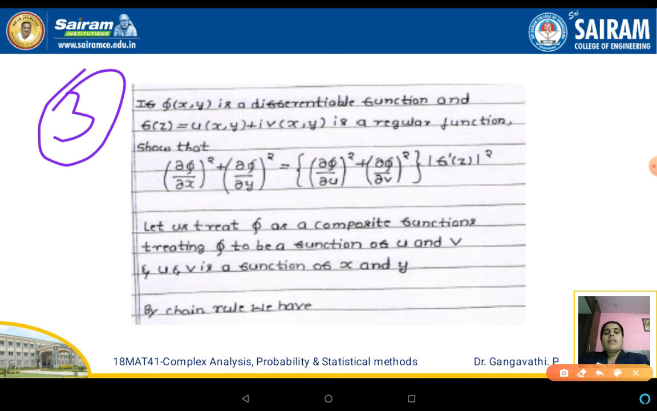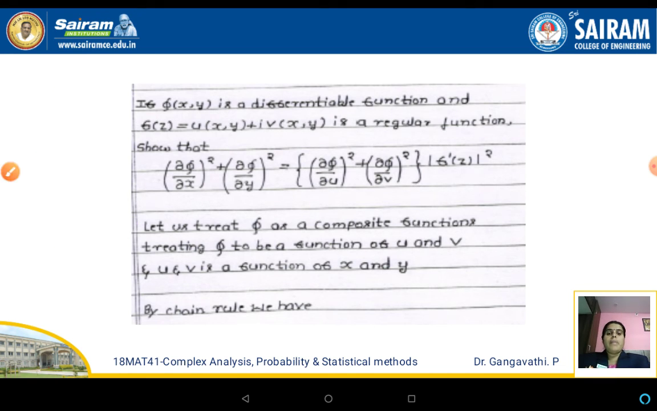So this is our problem. Let us look at the solution here. What is our solution? Let us treat phi as a composite function, a function of u and v, where u and v are functions of x and y. These are the assumptions that you have to make beforehand so that you can do the problem in a better way.